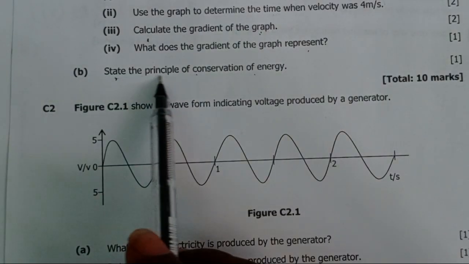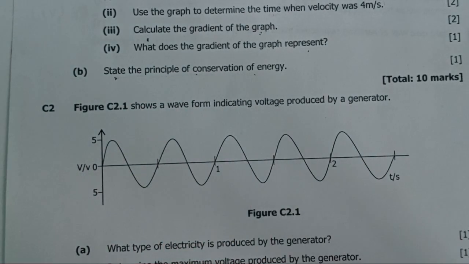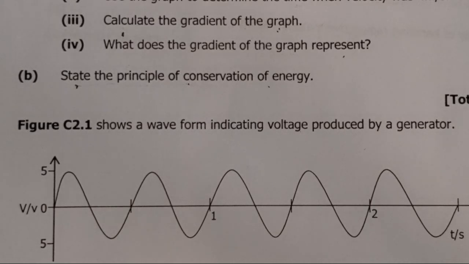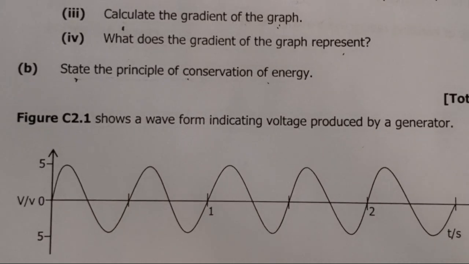Part B, state the principle of conservation of energy. So what does the principle of conservation of energy state? Conservation of energy says that energy cannot be destroyed, it cannot be created, but it can only change from one form to the other. That is what we call conservation of energy.